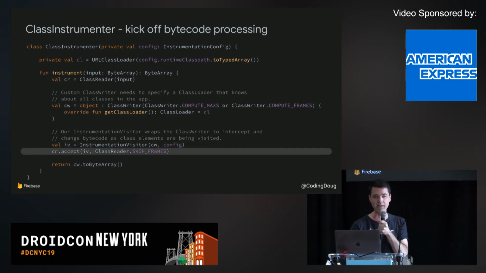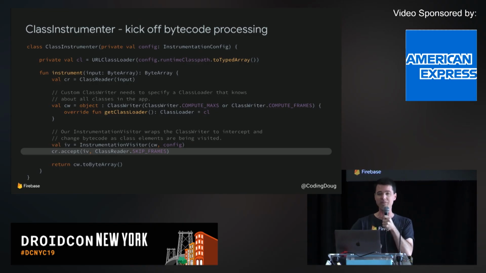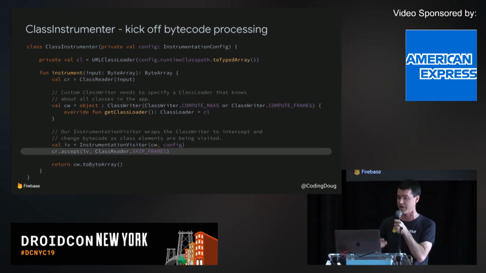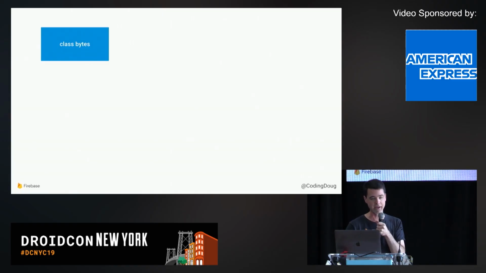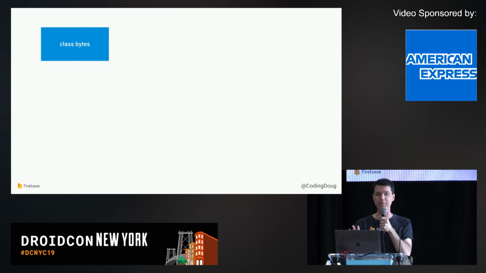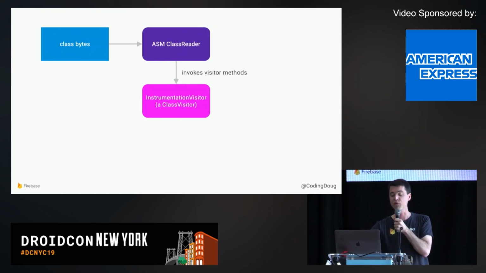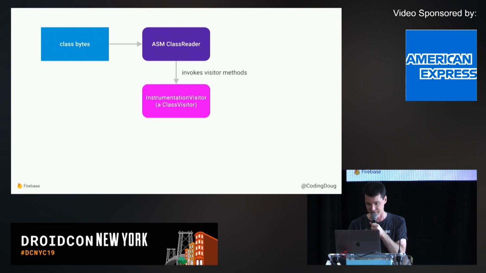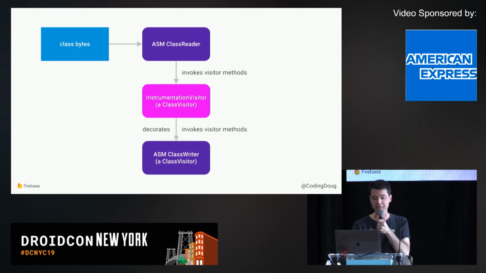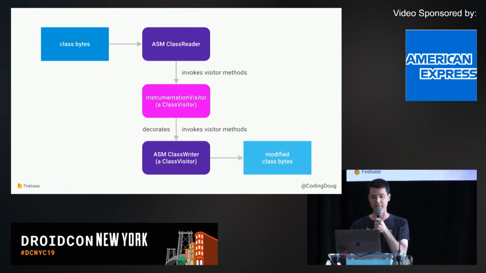So when I tell the ClassReader to accept the input, that's kicking off the whole process. My instrumentation visitor will get visited for everything in the class, and then I'll dump that byte array back to the output. Okay, so here's what's going on at a high level. We have class bytes, an array of bytes for the class file. I'm feeding it into a ClassReader. It's going through my instrumentation visitor, which is a class visitor. It's invoking the methods on the ASM ClassWriter. It's decorating it, and then the ClassWriter is going to write out the modified bytes. So that's what's happening on a per-class basis for every single class in the app.